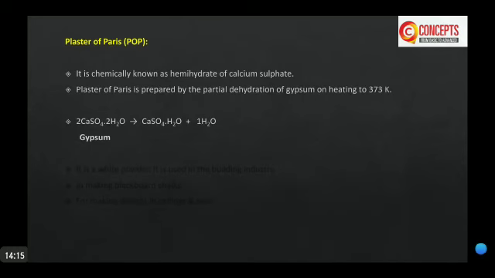Its preparation: it is prepared from gypsum, which is calcium sulfate dihydrate, and gypsum is heated in a kiln to a temperature of 100 degrees Celsius. At this temperature it loses 3/4 of its water of crystallization, and it forms plaster of Paris. The temperature is not allowed to rise beyond 100 degrees Celsius, otherwise the whole water will be lost, producing anhydrous calcium sulfate. So to make plaster of Paris, you need to give a moderate heat supply.